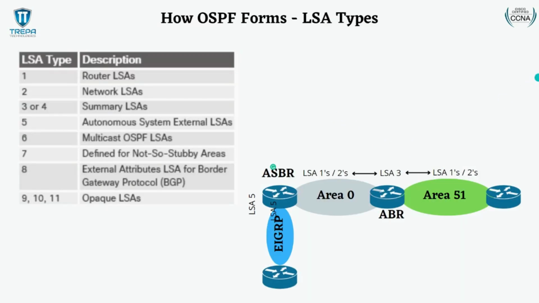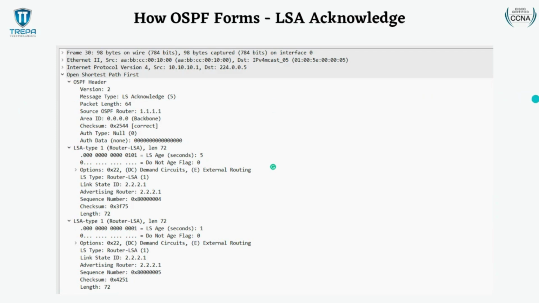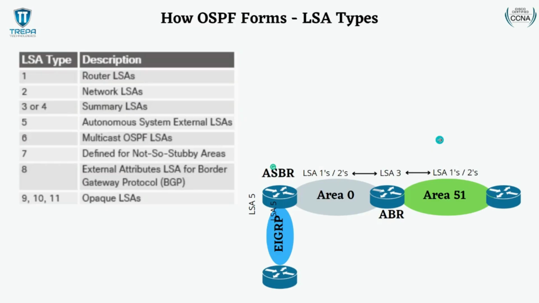Okay, and now let's go over the LSA types. So not to be confused with this right here, this is the message type, not the actual LSA itself, that link state advertisement, right? So type 1s and type 2s, those are going to be within an area. Those get sent to advertise within an area. Type 3 or 4, area border routers are going to create those to send into the backbone area. So the backbone area learns about the non-backbone area routes.